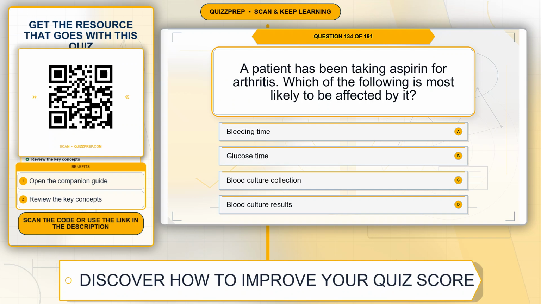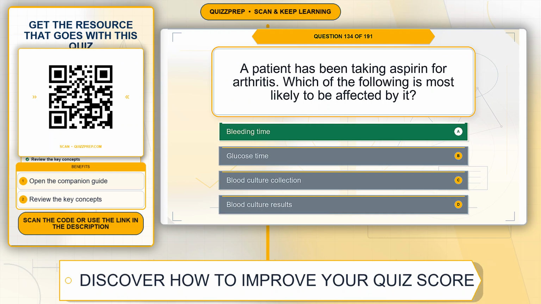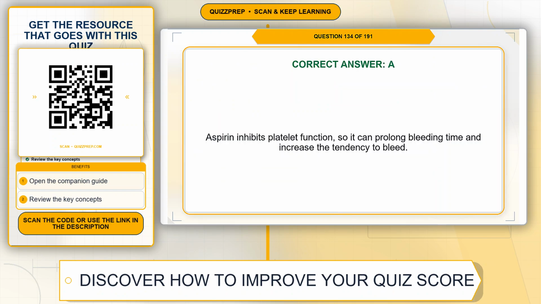Question 134. A patient has been taking aspirin for arthritis. Which of the following is most likely to be affected by it? Option A, bleeding time. Option B, glucose time. Option C, blood culture collection. Option D, blood culture results. The correct answer is option A, bleeding time. Explanation. Aspirin inhibits platelet function, so it can prolong bleeding time and increase the tendency to bleed.